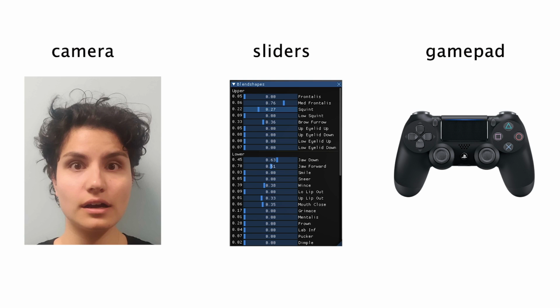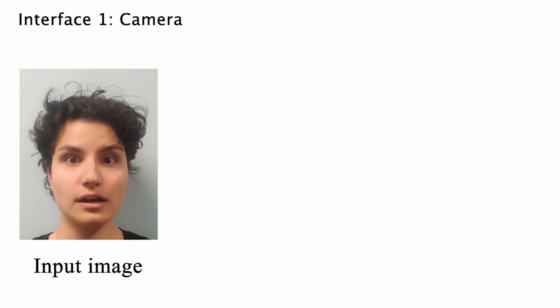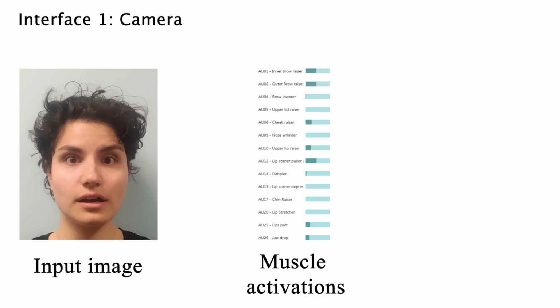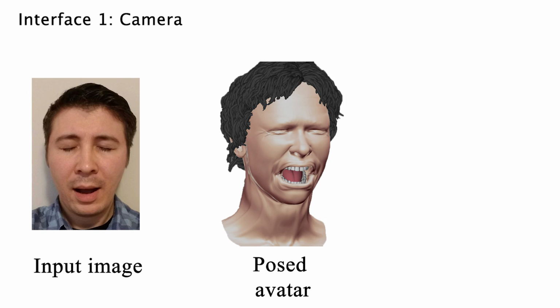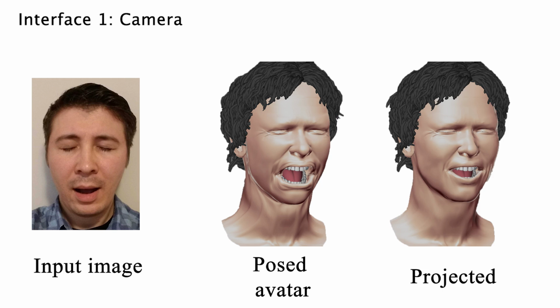We show three different interfaces that use the manifold projection. The camera-based interface is the most instinctive interface for face posing. Given an image of a user's face, we utilize face expression analysis software to approximate a subset of muscle activation intensities. Directly using muscle intensity data for posing does not always produce plausible results. By projecting the intensity data onto the face manifold, we're able to find a more natural pose.